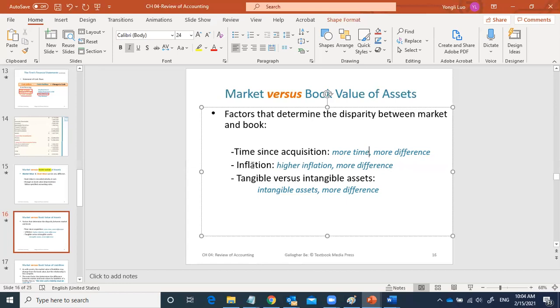And the third is tangible versus intangible assets. Intangible assets will be more different. The intangible assets include reputation, right? The company's brand and trademark, or some technology. Those will cause a big difference between the market value and book value.